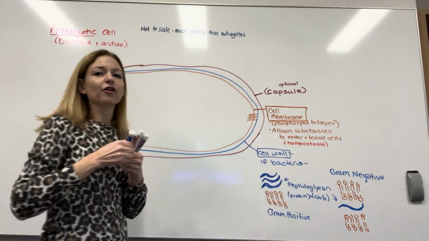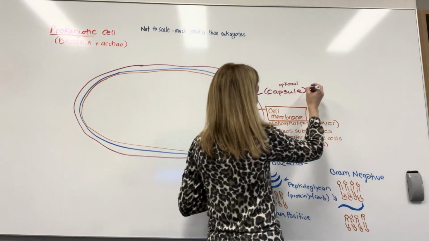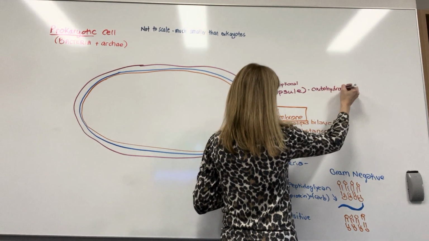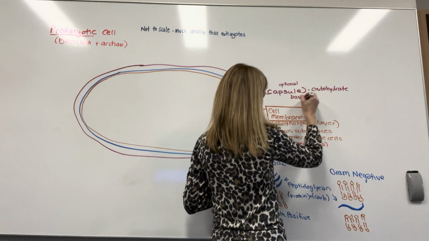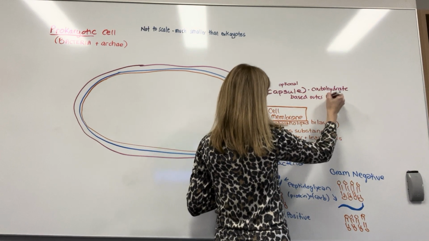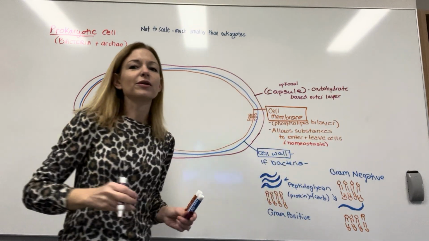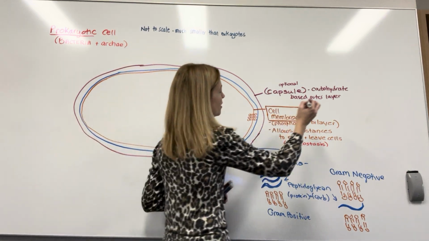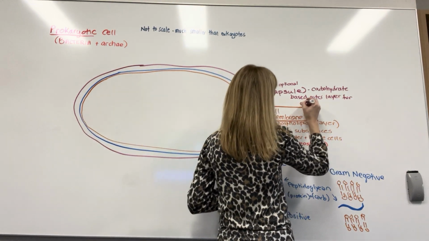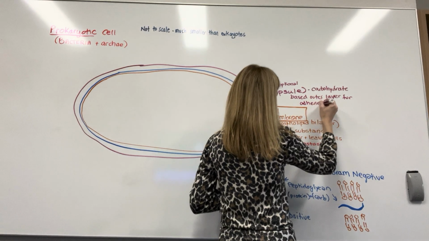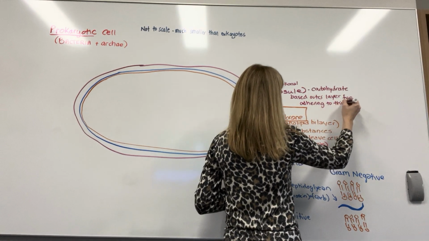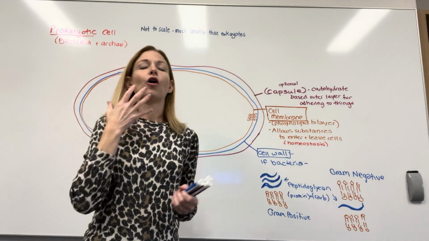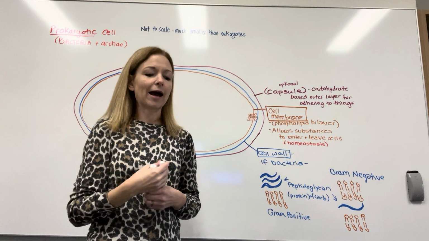So it's like another outer layer, a carbohydrate-based outer layer. Essentially what it does is it helps it adhere to places. It's almost like a sticky layer that helps it stick onto other surfaces. So adhering, which is just sticking. We see this more with pathogenic bacteria that are trying to stick on an organism. They tend to be more likely to have a capsule.